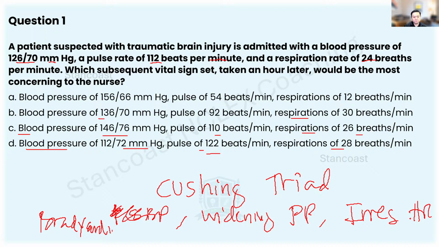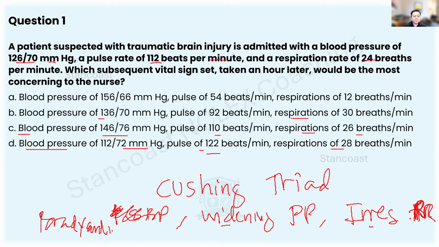I'm just including that. Again, please take note about the widening pulse pressure, irregular respirations, not HR, irregular RR, and bradycardia. So please identify those vital signs that will fit into the Cushing triad. There's nothing else but letter A, remember?